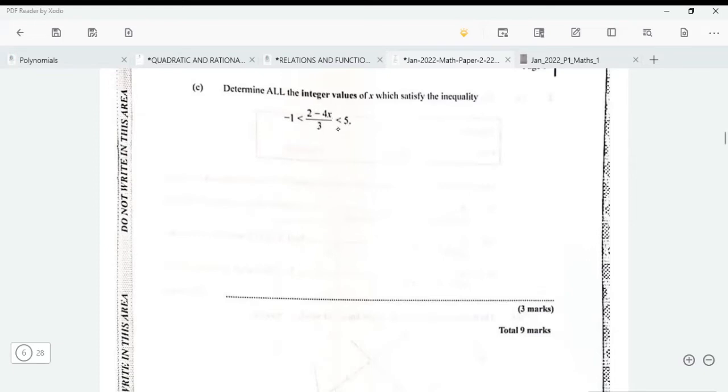Now, just so it can make sense, look at this. I'm going to use actual numbers. Imagine if I were to tell you that 2 over 3 is between 5 and -1.